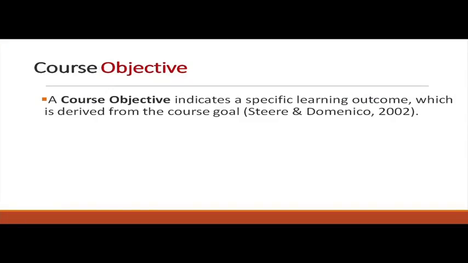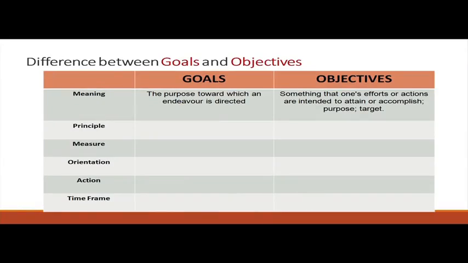So, a course objective indicates a specific learning outcome which is derived from the course goal. All course learning objectives should be measurable, which means that it is easy to observe if students succeed or fail to learn a specific task. So, there is a difference between goals and objectives. Goals, from the meaning point of view, are the purpose toward which an endeavor is directed.